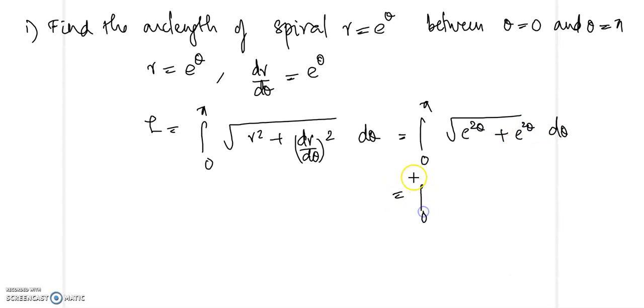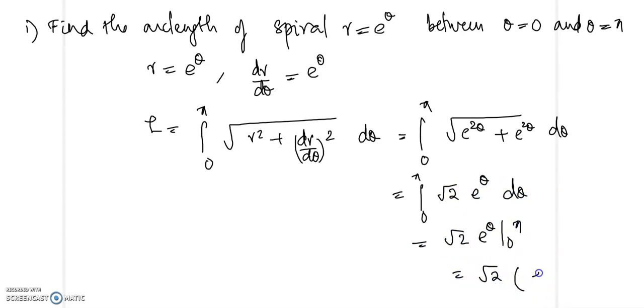So that is integral 0 to pi root 2 e raised to theta d theta. So that is root 2 e raised to theta from 0 to pi. So that is root 2 times e raised to pi minus 1. So that is the required arc length.